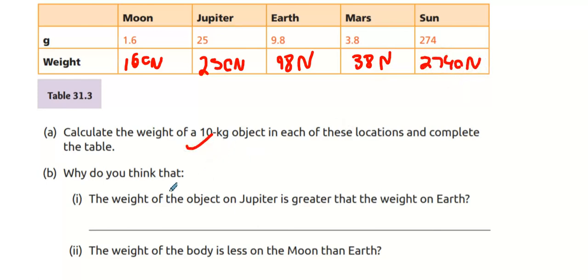Done. Why do you think that the weight of an object on Jupiter is greater than the weight on Earth? Because Jupiter has a larger value of gravity.